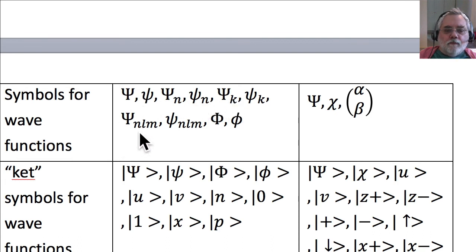Now, for some problems, we will need more than one index. You might know that for the wave function for the electron in a hydrogen atom, we will use three indices, n, l, and m, each integers.